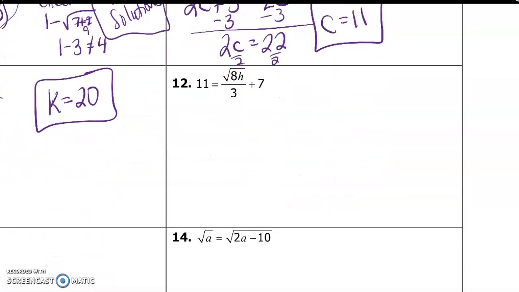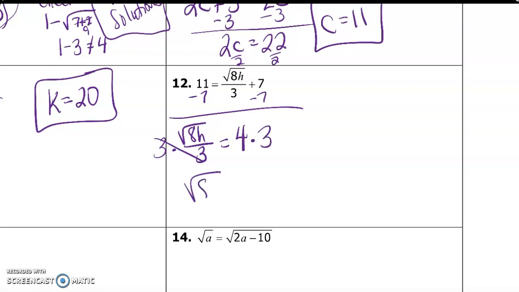Number 12 looks really scary. One thing at a time. First, we have to get rid of the plus 7. So we're going to subtract 7 from both sides. I'm also going to switch it. 8h over 3 is equal to 4. So it's very important to realize the 3 is not underneath the square root sign. So we are going to multiply both sides by 3. So the square root of 8h is equal to 12.